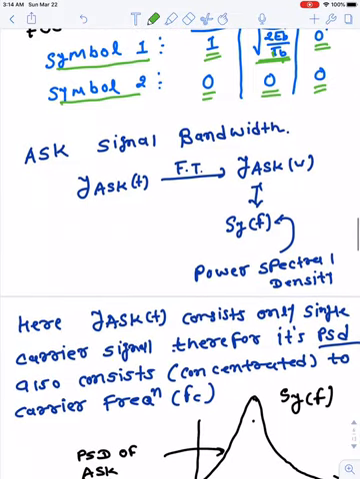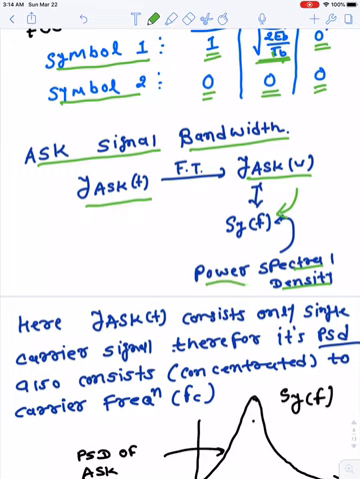Now we come to the bandwidth of the ASK signal. To find the bandwidth of the ASK signal, we first have to find the power spectral density. For that, we have a signal y ASK of t in the time domain. We take the Fourier transform of this, and take the absolute value squared of the frequency domain version, and finally we find S_Y, the power spectral density of amplitude shift keying.